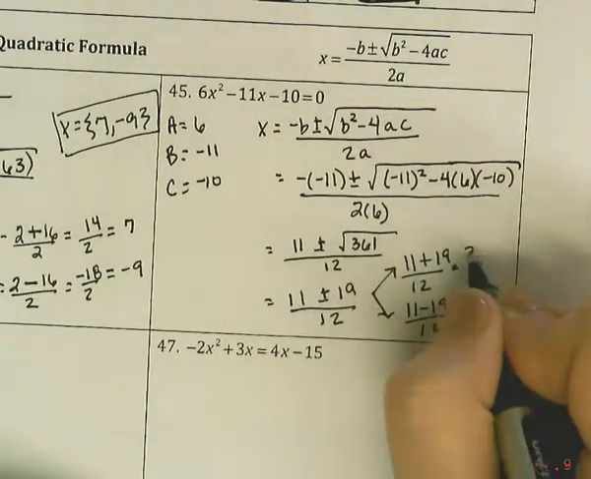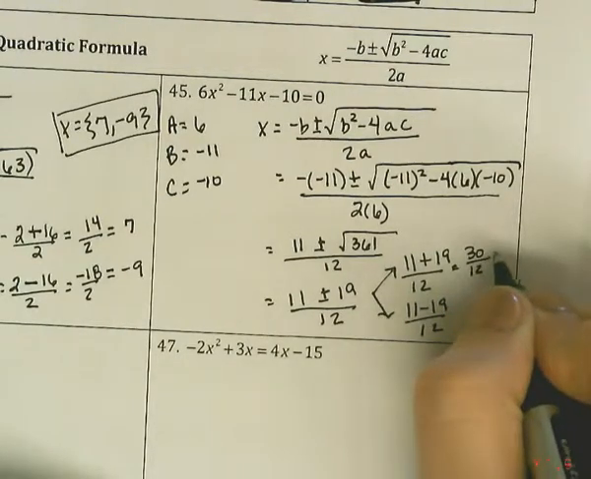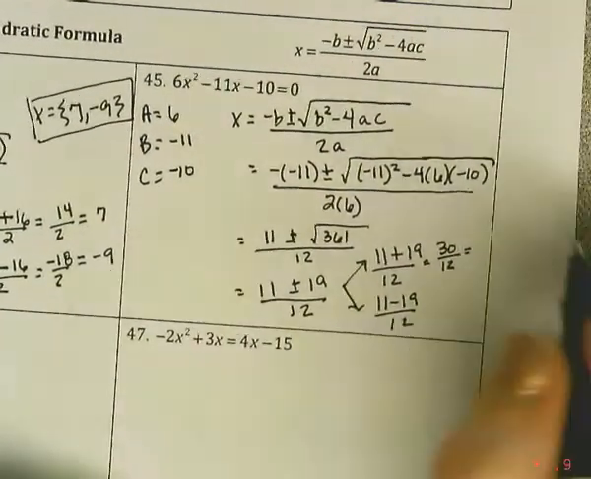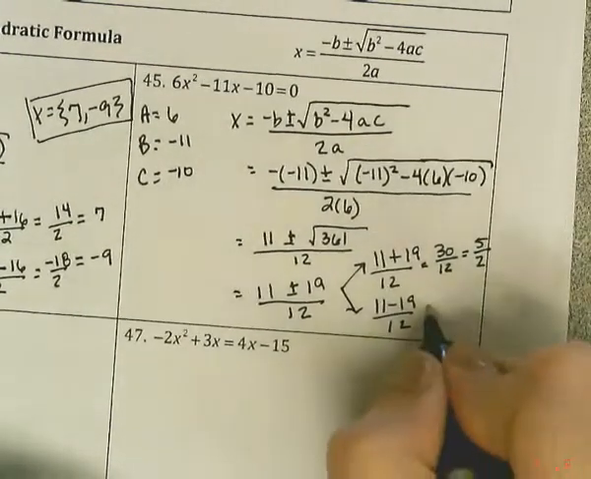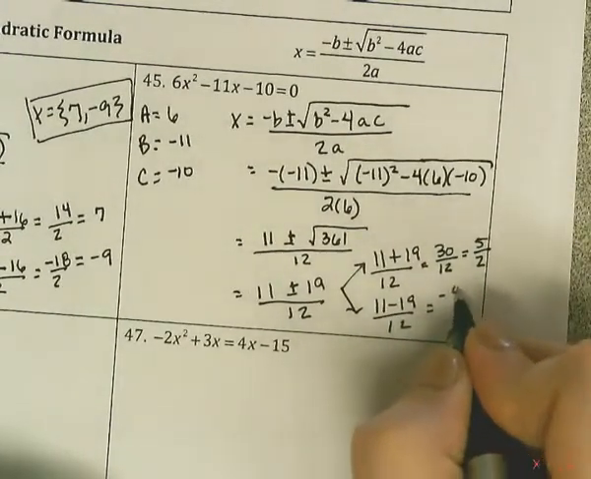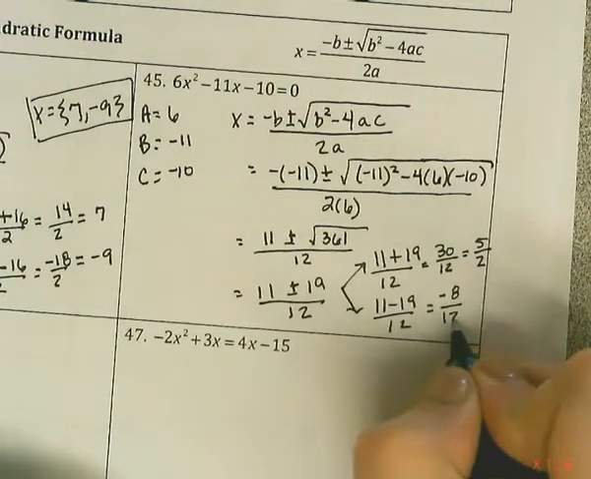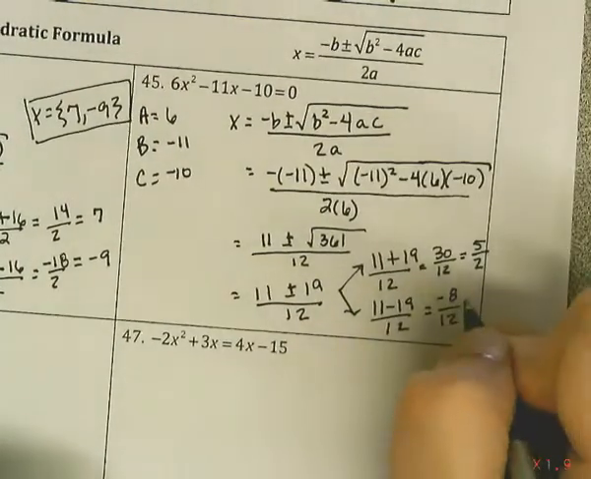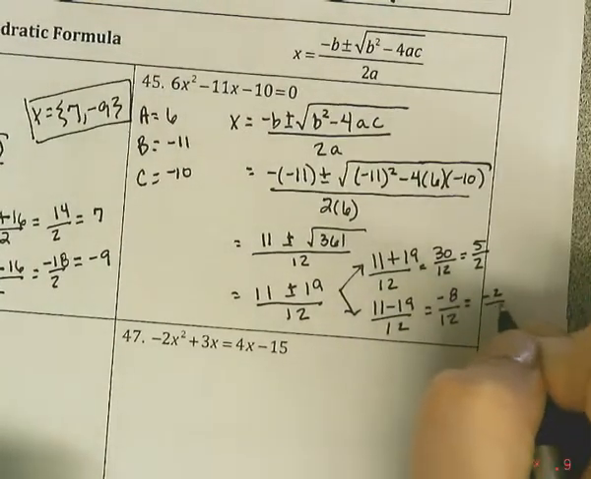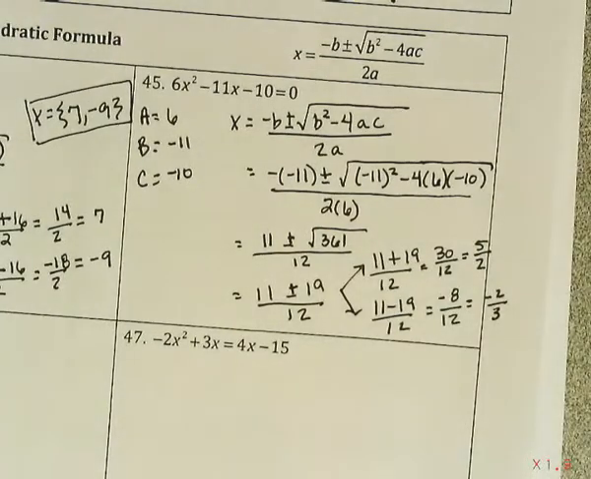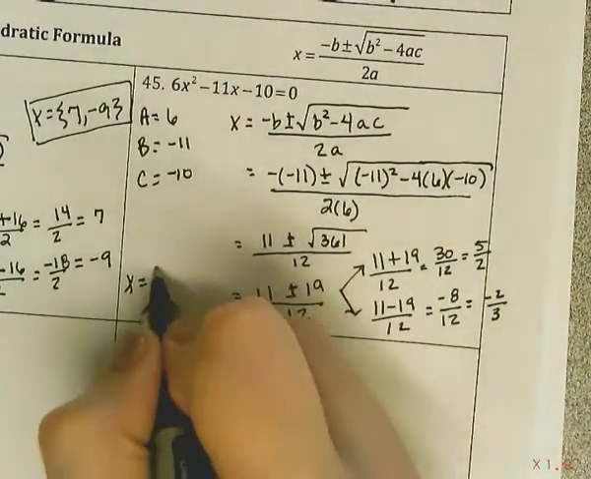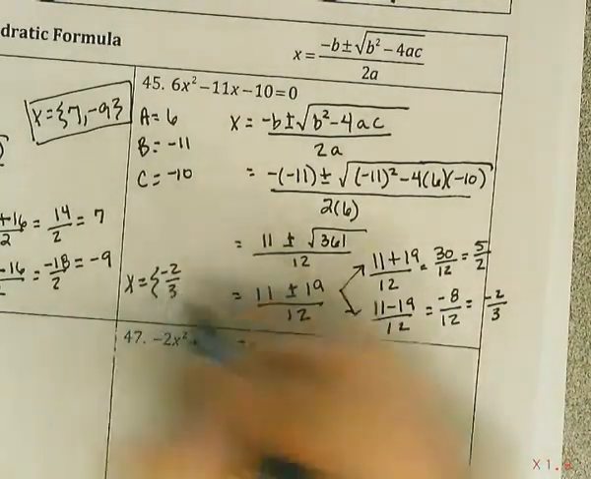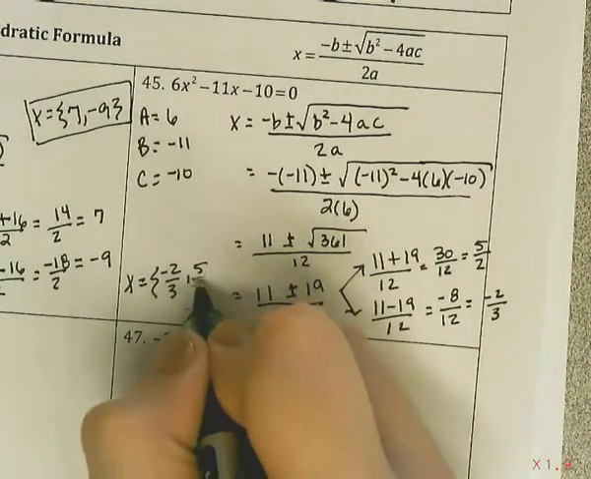11 plus 19 is 30 over 12. And so we can divide both of those by 6, so 5 over 2. And then we get 11 minus 19 is negative 8 over 12. We can divide both of those by 4, so negative 2 over 3. And you can simplify those with your calculator too, so that's okay if that didn't happen for you. Just remember math, enter, enter. So negative 2 over 3 and 5 over 2.